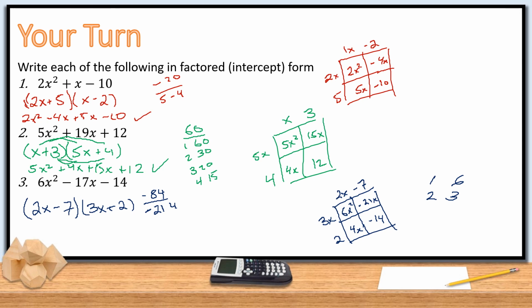Check our work. 2x times 3x, 6x squared. 2x times 2 is 4x, minus 21x, minus 14, and 21 plus 4 is minus 17. Done. So please make sure you are checking your work along the way. It took like an extra 30 seconds for us to do that.